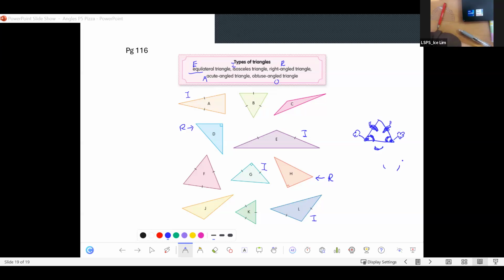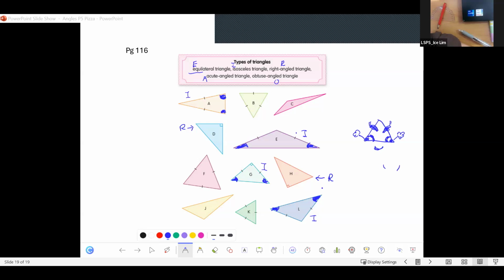So you can tell that these 2 angles are going to be the same. These 2 angles are going to be the same. These 2 angles are going to be the same. And these two angles are going to be the same.